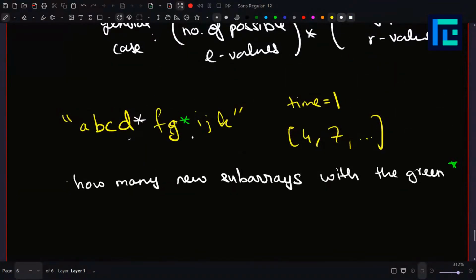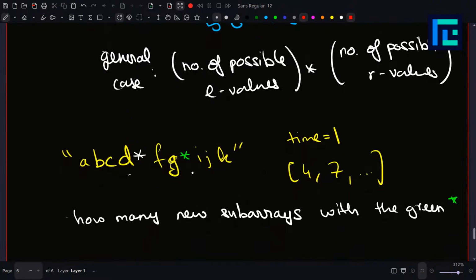And how many of those will be? Well, again, we can use the same argument. We need the number of possible L values and the number of possible R values. So the number of possible R values will be these positions, right? So 1, 2, 3, 4. So that is the number of possible R values. So this is 4. Now L values can be a lot of them: 1, 2, 3, 4, 5, 6, 7, 8. Right? There are 8 possible L values.